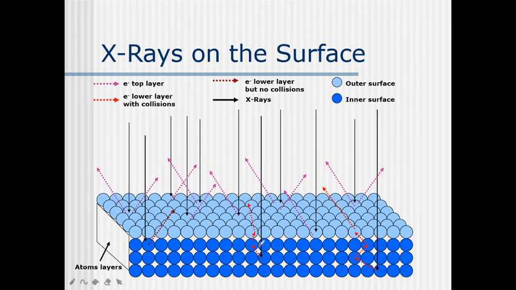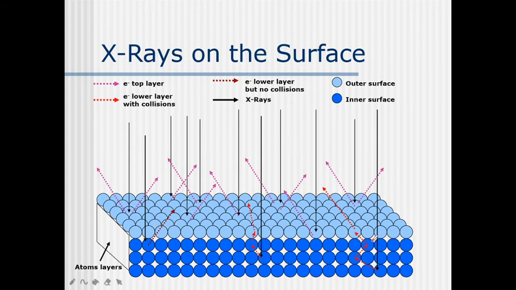The red color arrows are representing the electrons which are getting ejected from the core, but they are still facing some collisions. But what is of our use? Our use is electrons from a lower layer, but there should not be any collisions. Such type of electrons which get ejected out when the X-rays are bombarded, these are useful for our analysis.